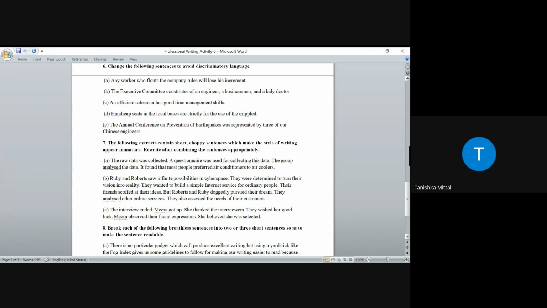Yes, ma'am. Raw data was collected. A questionnaire was used for collecting this data. The group analyzed the data. It found that most people preferred air conditioners to air coolers. Right? There's no continuity. We don't see a flow in the writing because of the short, choppy sentences. Now, how can you rewrite this, or how can you combine these sentences so that we remove this choppiness?